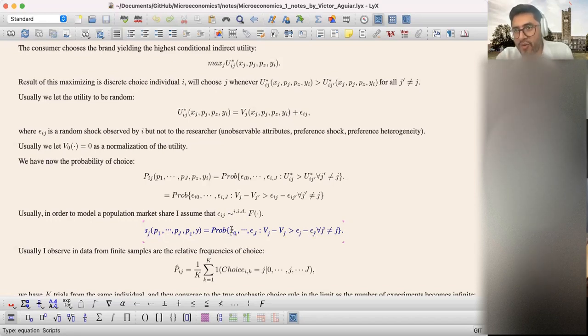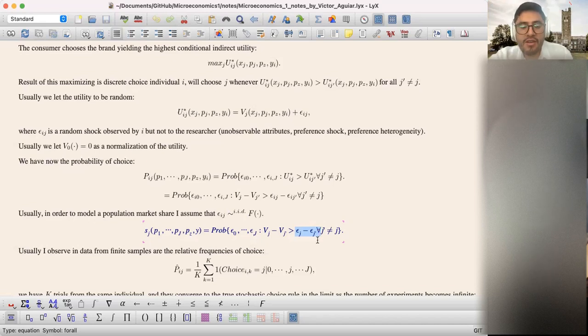So in other words, if you rearrange terms, this is the fact that the random utility of j is greater than the random utility of j prime for all j prime different from j. This is just rewritten such that all the deterministic terms are on the left-hand side and the random terms are on the right-hand side, okay? That's it. And now I'm measuring the probability of this event. And of course, this is given a distribution F. Do you understand?